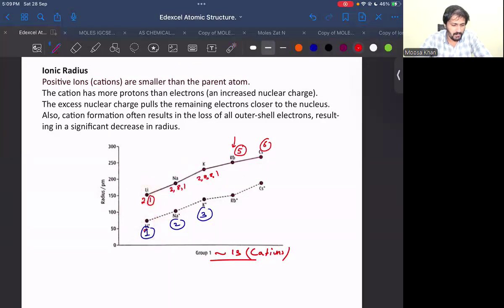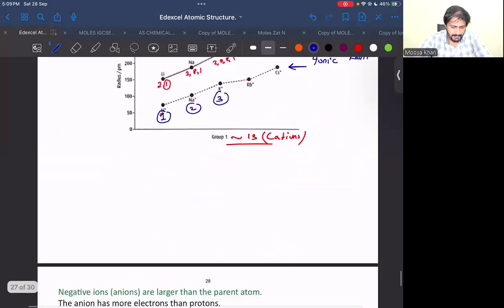Ryan? All okay now? So the trend below is for the ionic radius of the same group, and the trend above with the solid line is basically the atomic radius of the same group. Got it?